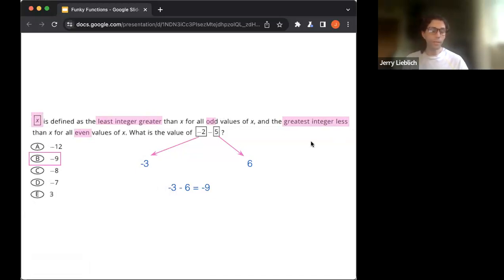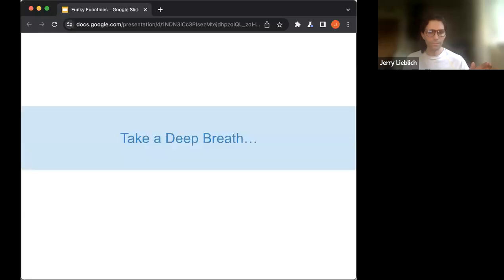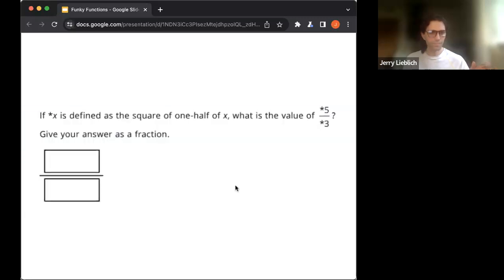So again, when you see one of these, take a breath, try to get really clear on how it works, break it into pieces. Don't worry about understanding the totality of box X. Follow its instructions for each individual number. One more of these, and then we'll move on to sequences.